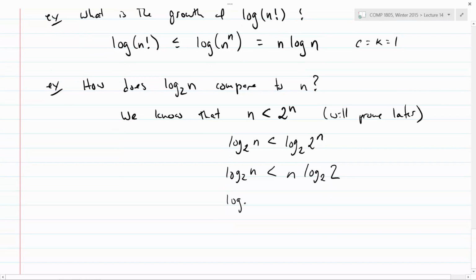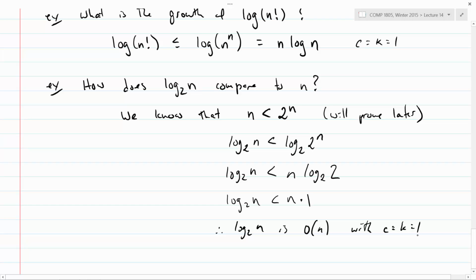Now what's log base 2 of 2? 1, right? Because 2 to the 1 equals 2. So this shows that log n is less than n times 1. So it's less than n. So again, log base 2 of n is big O of n with c equals k equals 1.